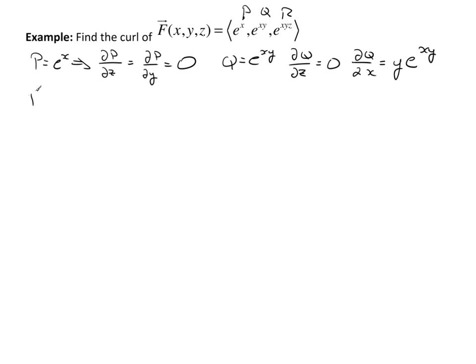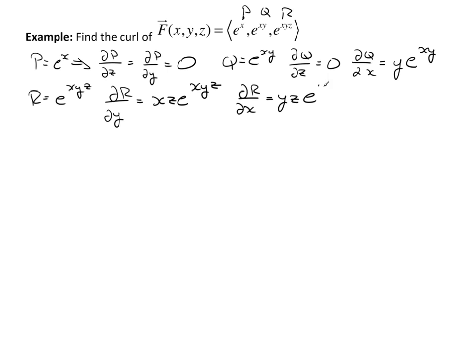And then R is e to the xyz. So the partial of R, see what I'm going to need, I'm going to need it with respect to y. And that's going to be xz e to the xyz. And I'm also going to need the partial of R with respect to x. And that's going to be yz times e to the xyz.